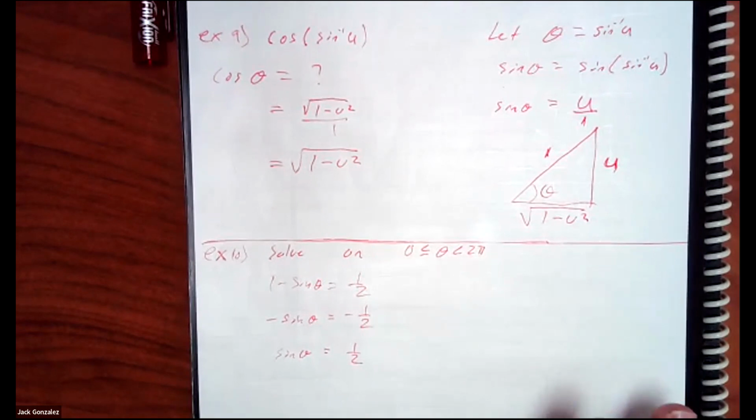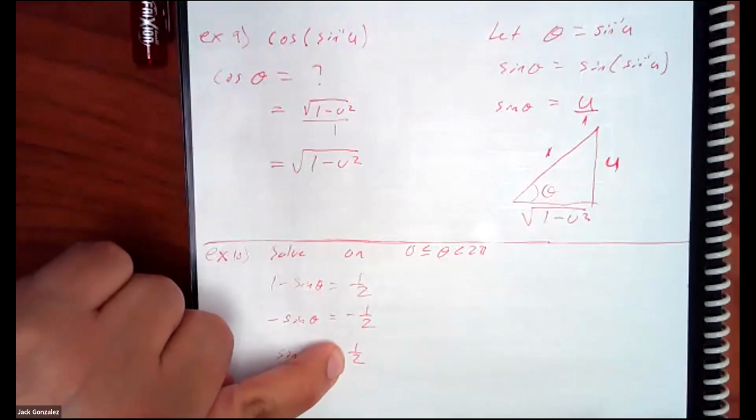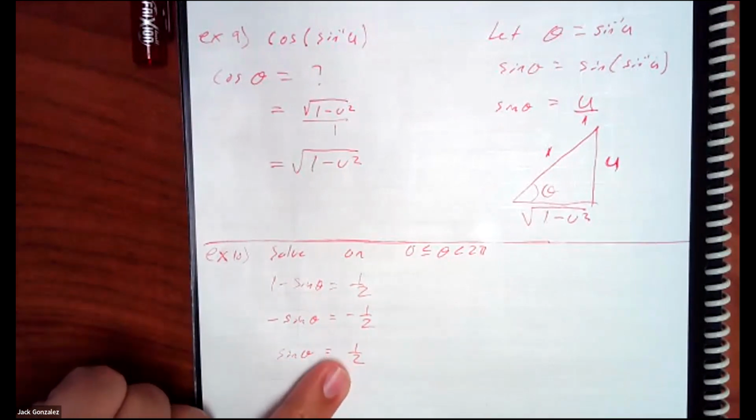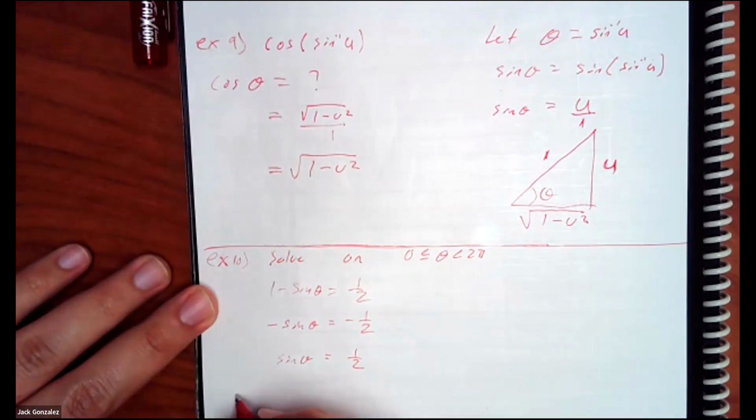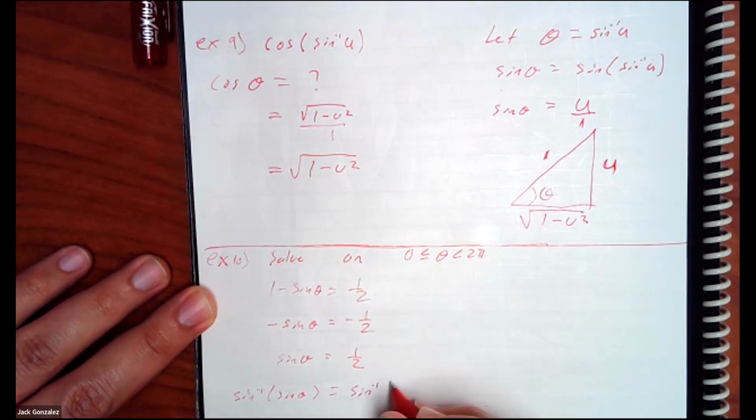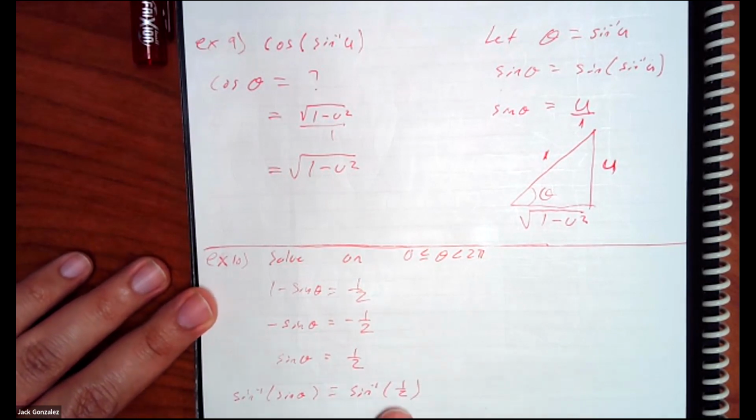So at this point, you can use your circle or use sine inverse. I say we use the inverse. That way, let's pretend that this was some ugly number. It's not on the circle. Then you'd have no choice, right? So you would have to solve for theta by doing this. So theta becomes sine inverse of 1/2.